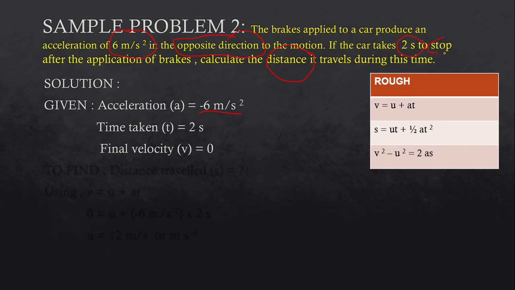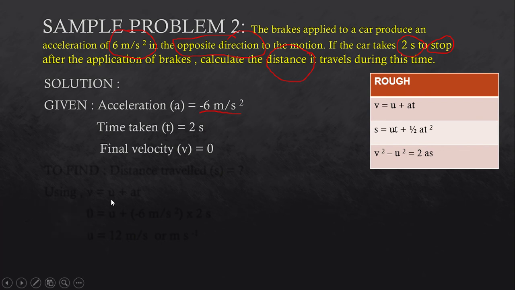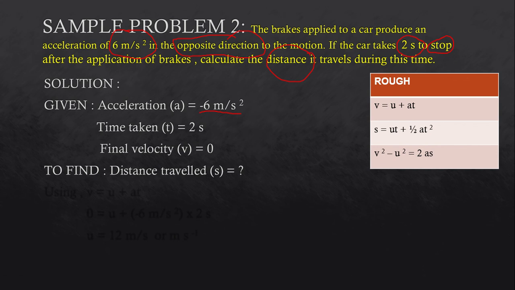It is mentioned here, it's stop. If the car takes 2 seconds to stop, it means finally the car stops. And when finally the car stops, it means final velocity is 0. So this way you need to find out all the important clues given in the question to find distance traveled. So let us see how we can solve this.